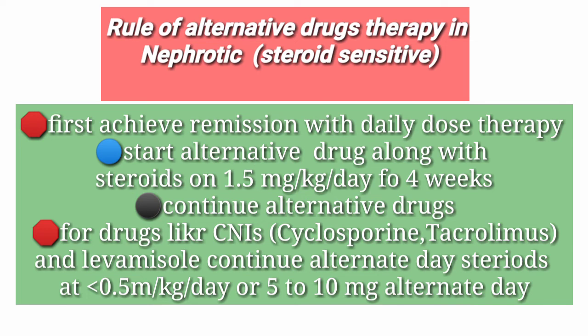In cases where you want to shift to alternate therapy, whether levamisole, cyclophosphamide, or a calcineurin inhibitor, you will first achieve remission with the daily steroid dose, that is 2 mg per kg per day. Once you achieve remission, then you go for the alternate therapy. However, especially in case of a calcineurin inhibitor and levamisole, you will continue steroids along with it on an alternate day basis, that may be 5 mg or 10 mg. This is a very important point.